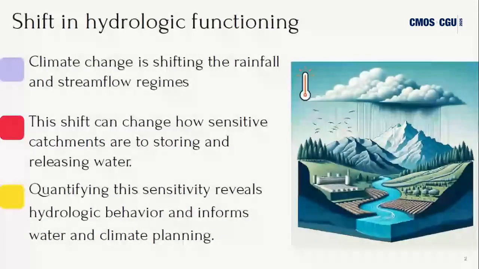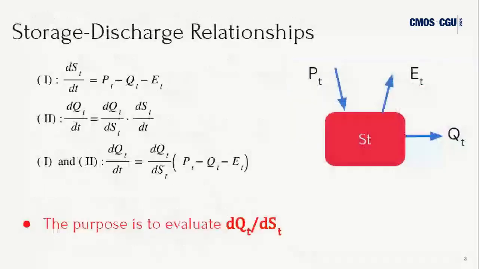This sensitivity is a function that can provide us with some knowledge regarding catchment functioning that is useful for water resources management. Storage-discharge relationships are easy on paper. If we consider catchment hydrology as a single bucket conceptual model, we can use the first formula to write the dynamics of storage over time as a function of inputs and outputs. Inputs would be like precipitation, and outputs like discharge and evapotranspiration.